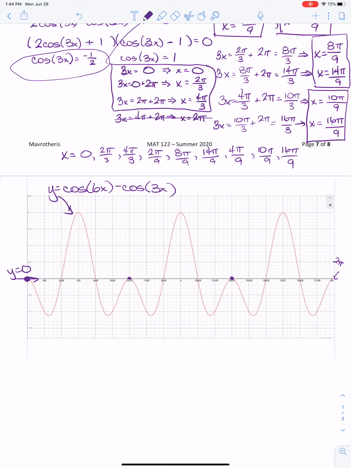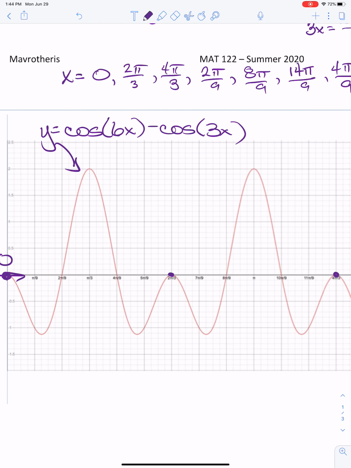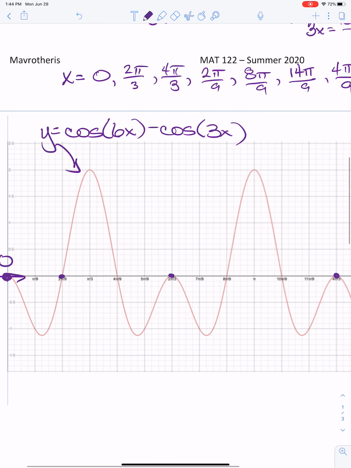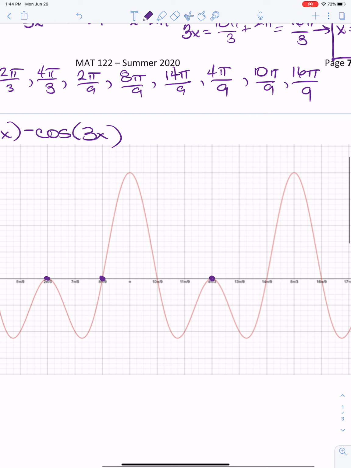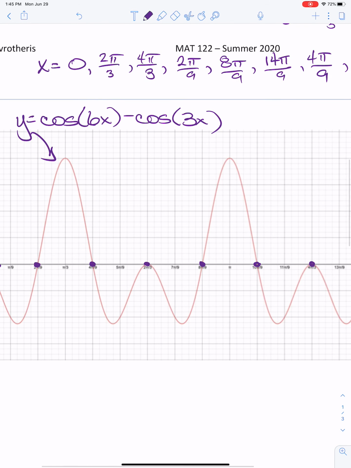And then you've noticed I've got this counting by pi over 9s. Here's our 2 pi over 9. Here is our 8 pi over 9. Here is our 14 pi over 9. And I might as well go backwards now. 16 pi over 9. Here's my 10 pi over 9. And here's my 4 pi over 9.